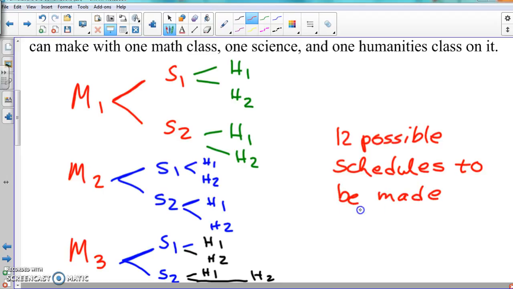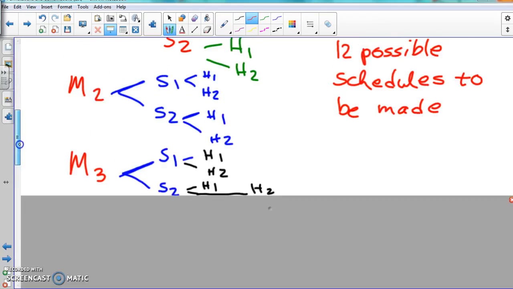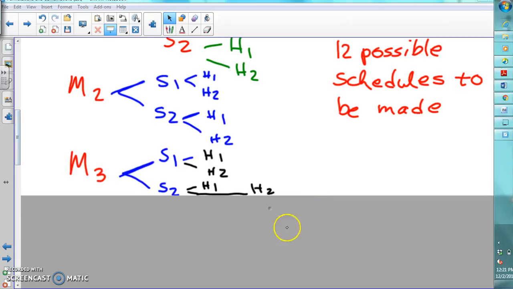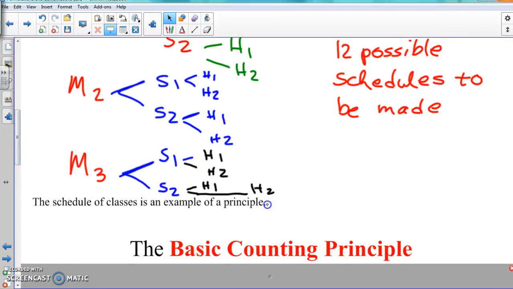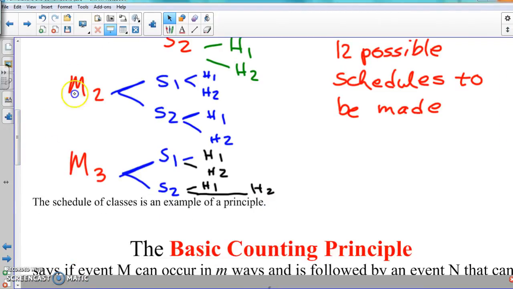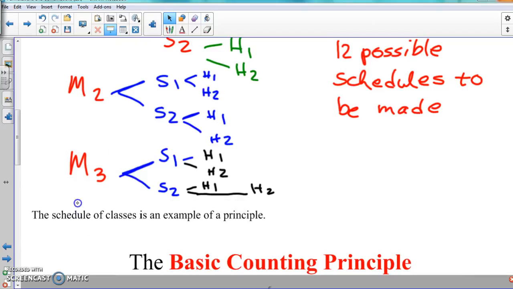Again, that's Math 1, Science 1, Humanities 1, then Math 1, Science 1, Humanities 2. That's the second one. Math 1, Science 2, Humanities 1, and then Math 1, Science 2, Humanities 2. So those are different. That's 4 so far, and there's 12 in all. All right, so that was a tree diagram, and just to make sure everybody has at least seen that before, so it's not brand new and nobody's ever told you about that.